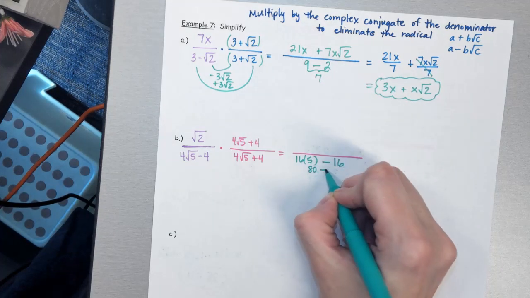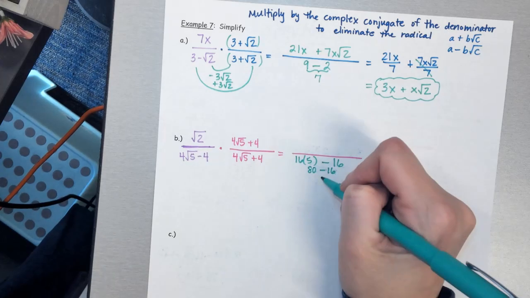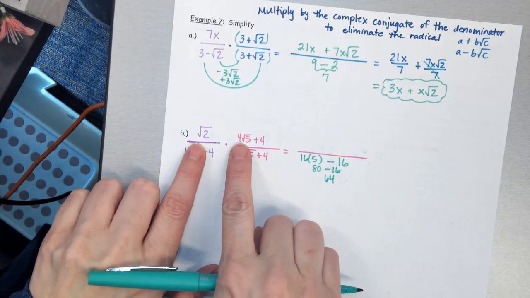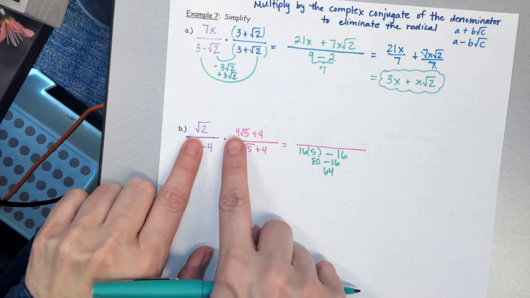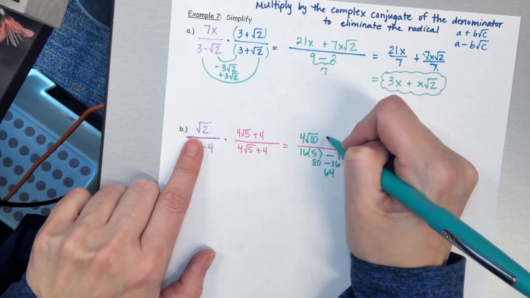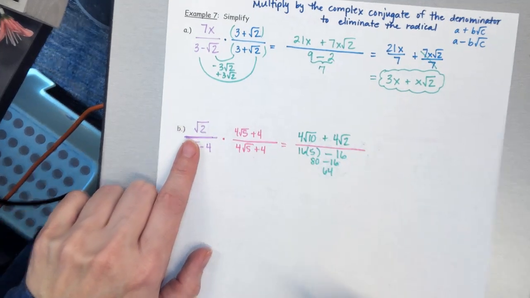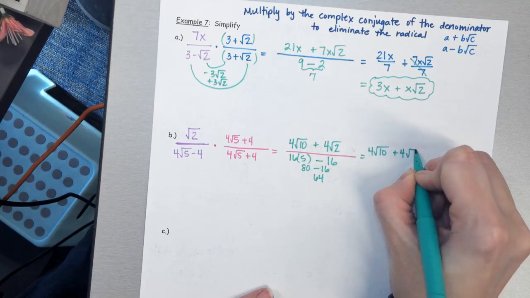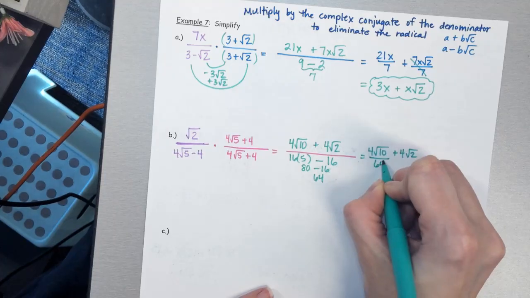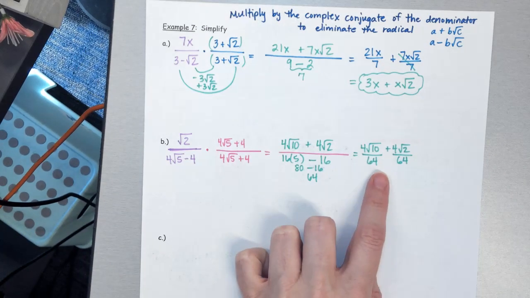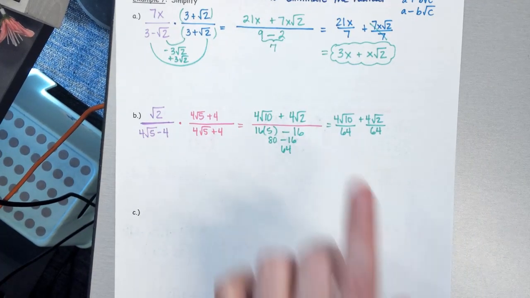Okay, so we have 80 minus 16, which is going to give us 64 in the denominator. Okay, on the top when you're multiplying, the outside number is a 1. So this is going to be 4 root 10 plus 4 root 2. So when you have 4 root 10 plus 4 root 2 over 64, we're going to divide them both by 64 and reduce. Okay, you can do whatever's easier for you to do without your calculator.